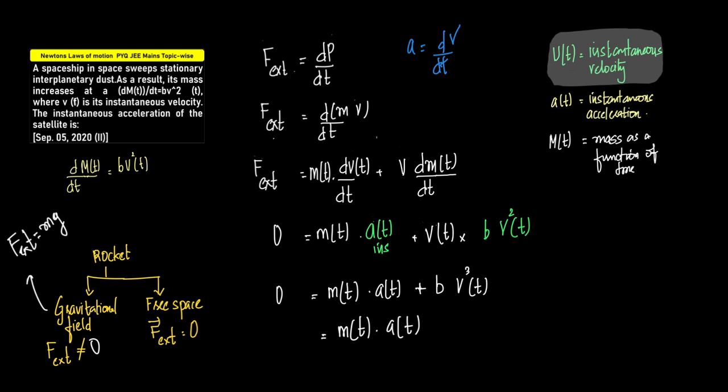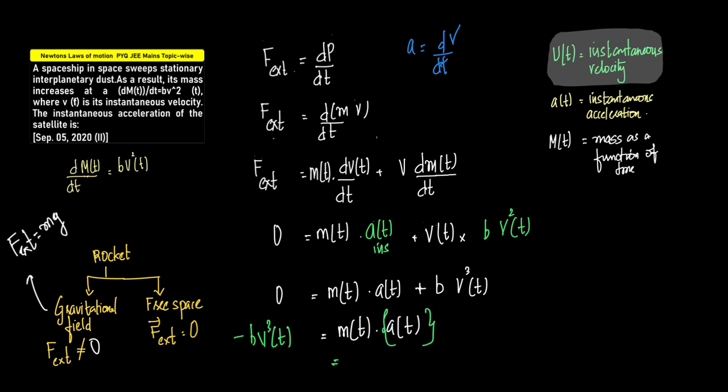Now, what I'll do is I'll transpose. First let me just multiply this term. So now this becomes v of t into v square of t, which becomes v cube of t. On the LHS, what we get here is minus bv cube of t is equal to m of t into a of t. And we've been asked to find out.